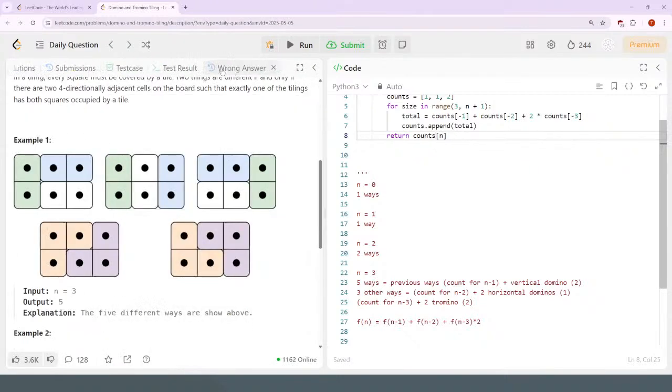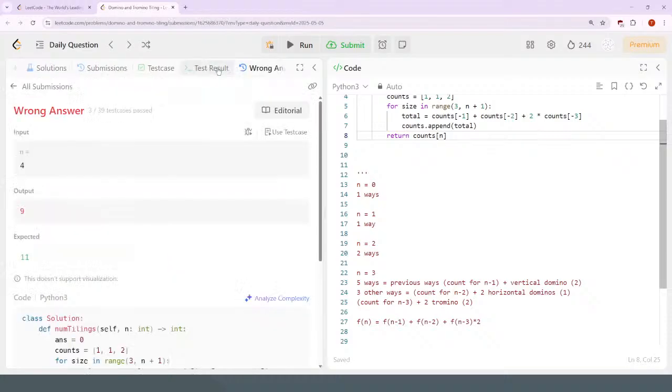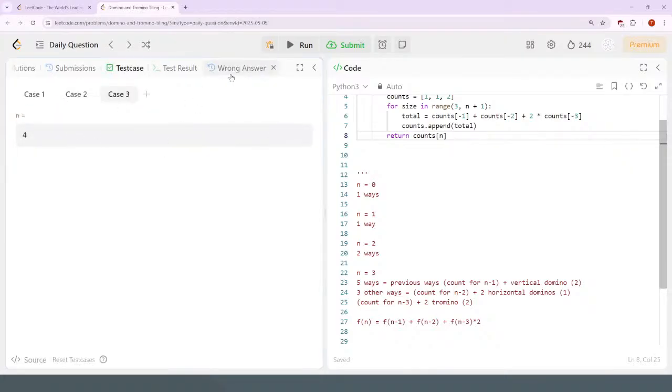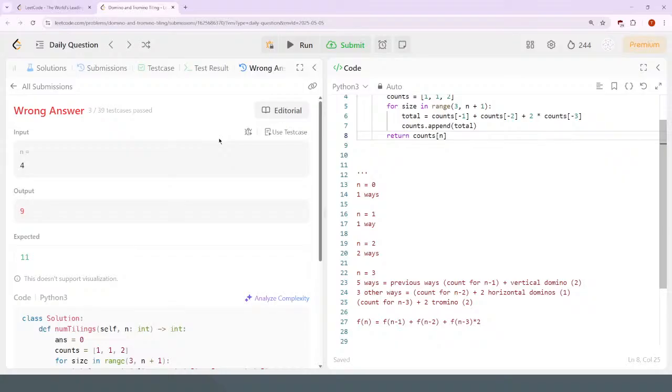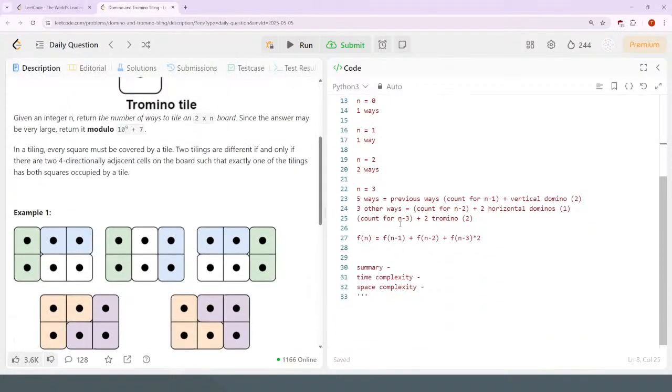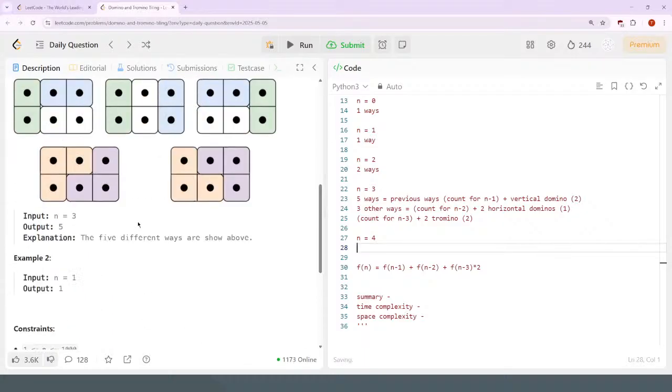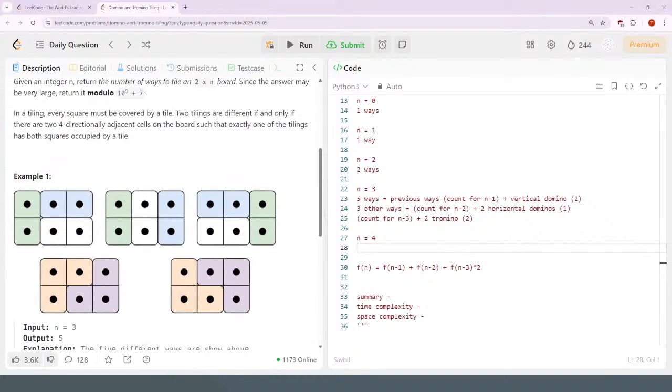So it's right for n is 3, I think. Let's do this. So n is 4 should be 9. No, it should be 11, but my answer is 9. Okay, so let's do n is 4. Actually, was this one of the examples? Nope.